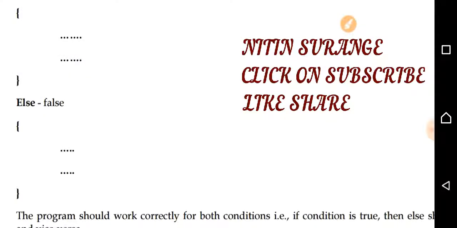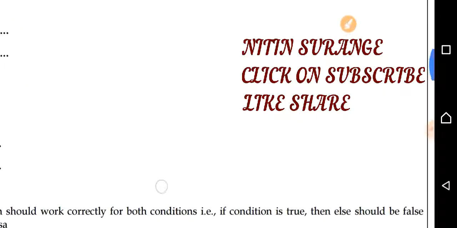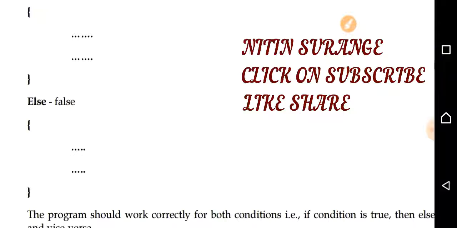Suppose the program says if condition equals true, and whatever command you give in between is working for the if condition, then it should work for else also. For true it should work, and for false it should also work. The program should work correctly for both conditions. That is, if the condition is true then else should be false, and vice versa. That is about condition testing.